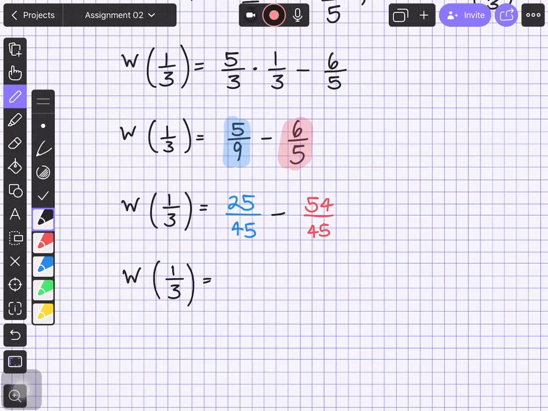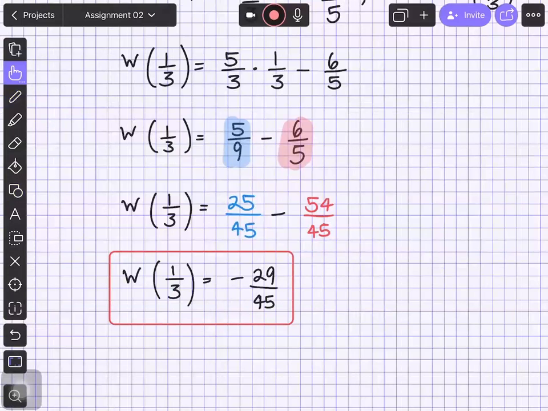All right, 25 minus 54 is negative 29. And as 29 and 45 do not have any common factor, we cannot simplify it, so this is our final answer.